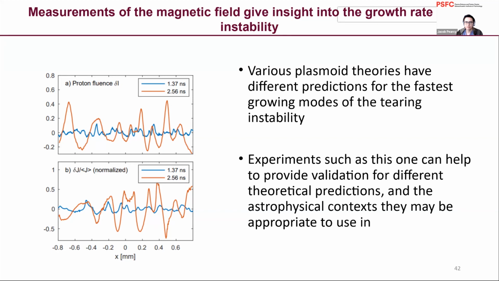And so experiments such as this one help provide validation for the different theoretical predictions and astrophysical contexts they may be appropriate to use in. So basically, they allow us to discriminate between different theoretical predictions that we have for this complicated phenomenon that is difficult to investigate in space, but we can investigate in the laboratory.